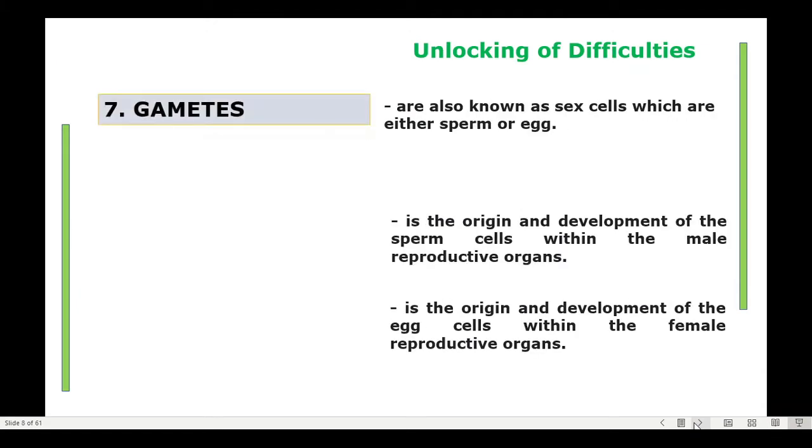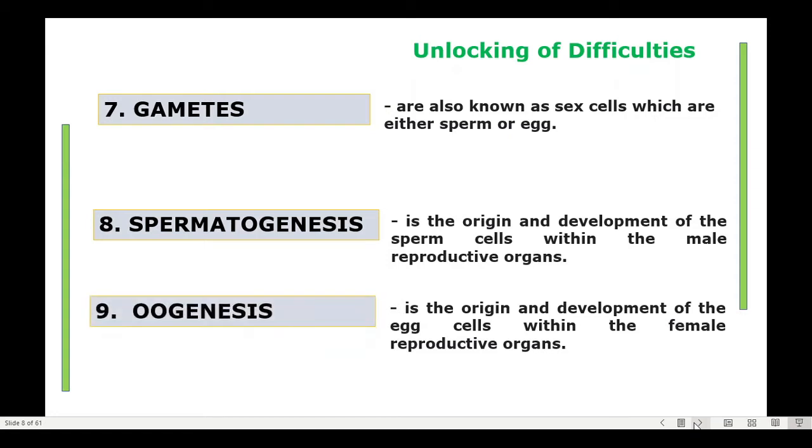Next, also known as sex cells, either sperm or egg, ang tawag doon gametes. Next, 8 is the origin and development of the sperm cells within the male reproductive organs. It's called spermatogenesis. And 9 is the origin and development of the egg cells within the female reproductive organs. It's called oogenesis. Okay, for female.